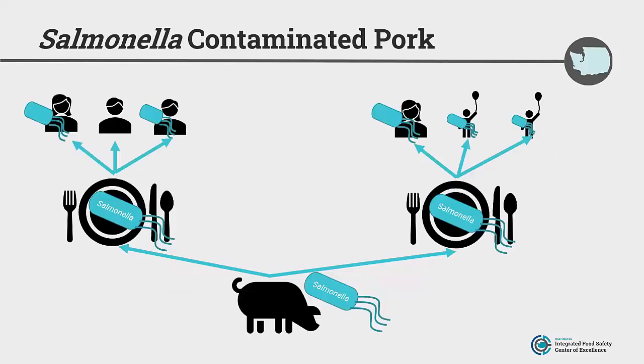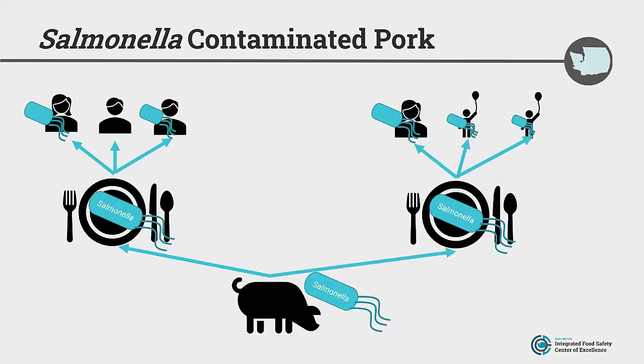So we're going to try and take it from theoretical to a little more example-based of how we think through outbreaks. This is a demo of salmonella-contaminated pork, something we've dealt with in Washington. Down at the bottom, we have a pork farm that has some salmonella contamination, and that pork has been shipped to multiple locations and ends up on these two dinner plates. On the left, we have 3 people consuming the pork together. On the right, we have 3 people also consuming the pork together.